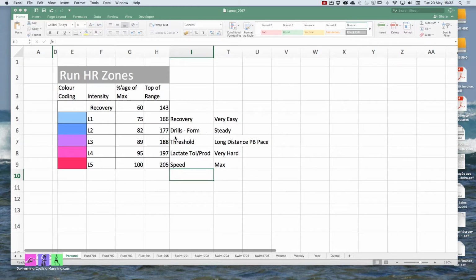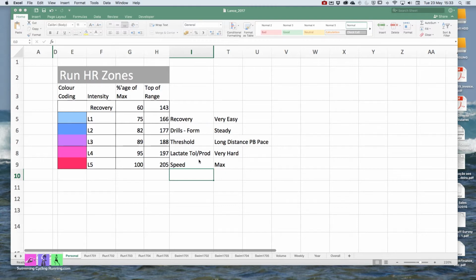Level 2, you'd be doing drill work and form work. So you're working on your style, your form, and things like that. And I'd consider that steady. Threshold pace, we would consider your long distance personal best pace. Long distance being something in the region of 1500 meters in swimming. If you're looking at running, you might be looking at 10k pace or marathon pace. And in cycling, you'd be looking at, let's say, 25 mile plus time trial.